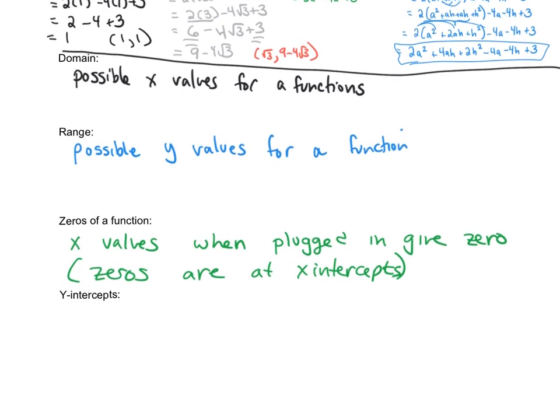The final thing we'll look for in a lot of functions is a y-intercept. Now, a y-intercept is obviously where the graph crosses the y-axis. And this is always at f of 0. So you plug in 0 for your x value, and that is going to give you your y-intercept. That's always going to be where your y-intercept is, no matter what kind of function you have.